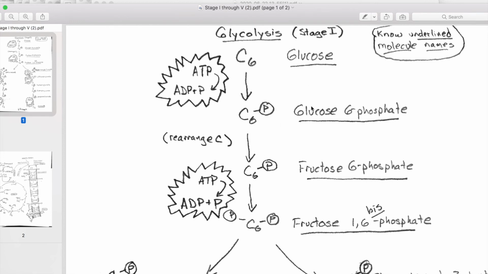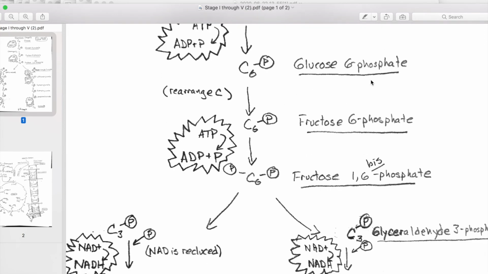So glucose going to glucose 6-phosphate. That takes an ATP, and that phosphate gets added on to the number 6 carbon. Then glucose 6-phosphate gets rearranged into fructose 6-phosphate. It's another 6-carbon molecule, just a different shape.